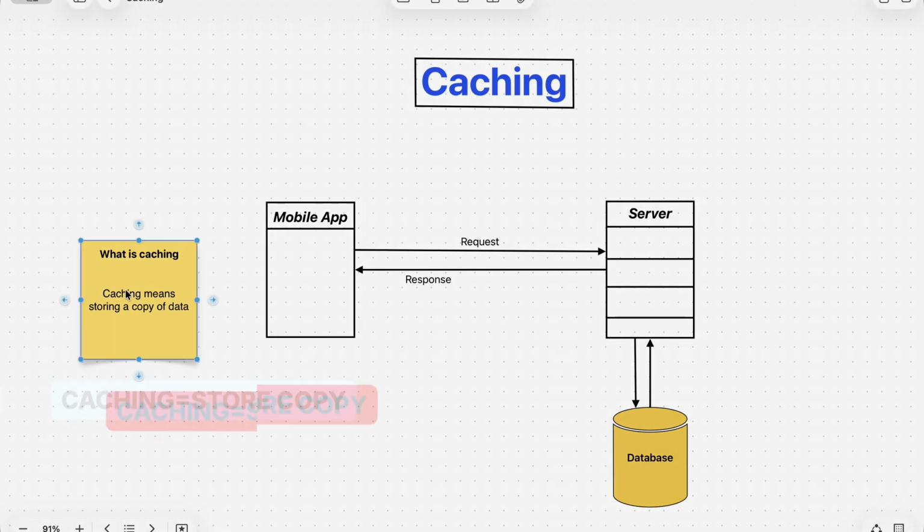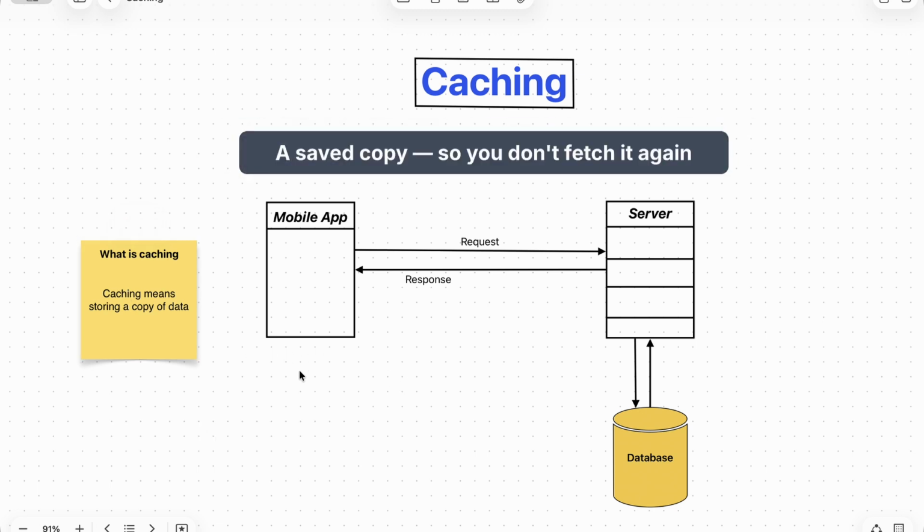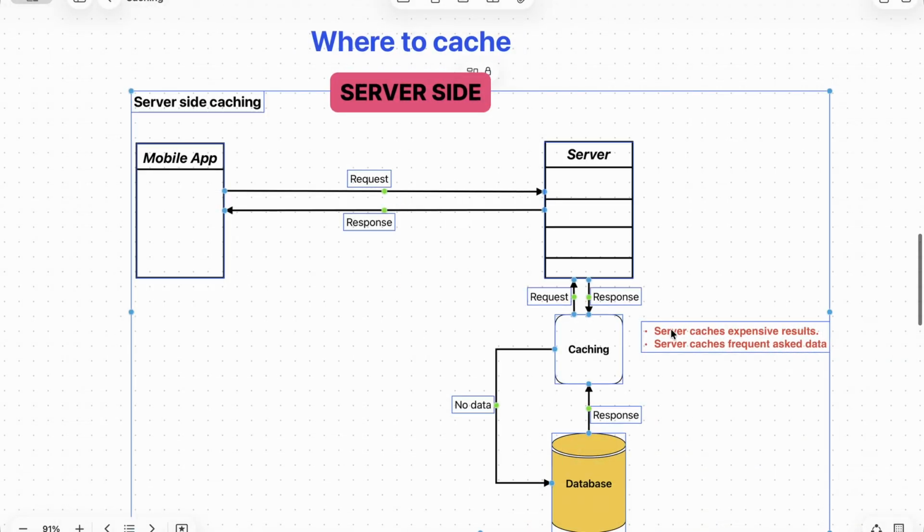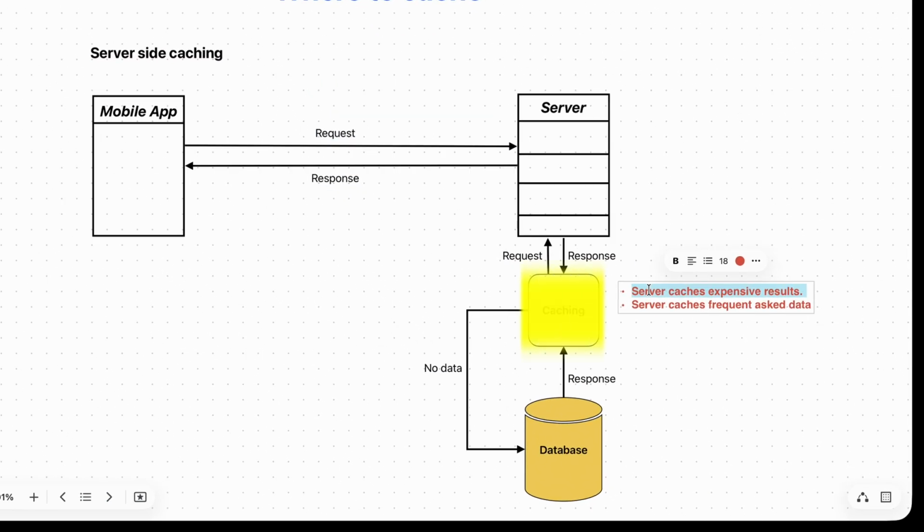So caching means storing a copy of some data so you don't have to fetch it again and again. Caching can live in two places: app-side caching and server-side caching. With server-side caching, the server can cache the expensive result. The server can cache frequently asked data from the client side.